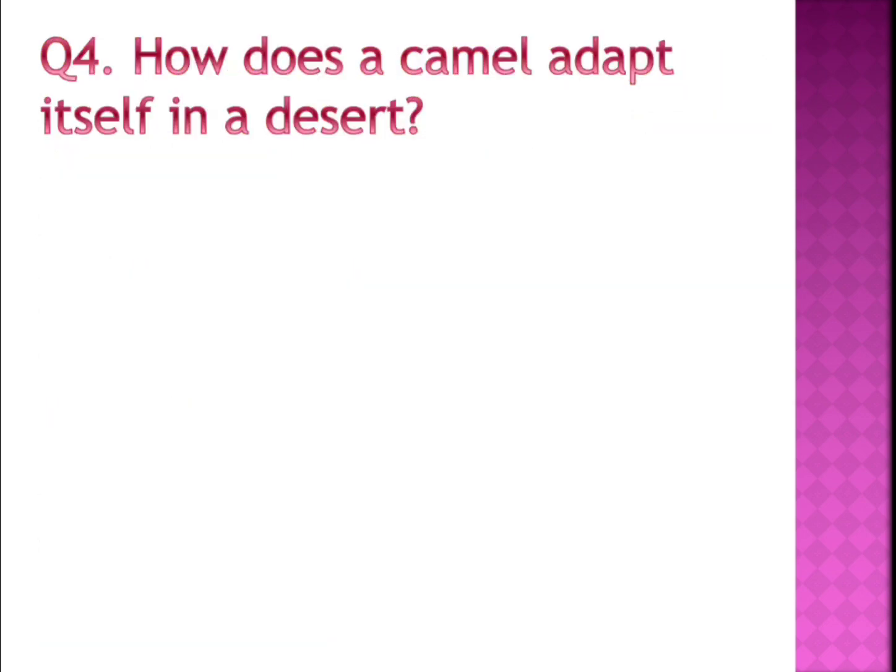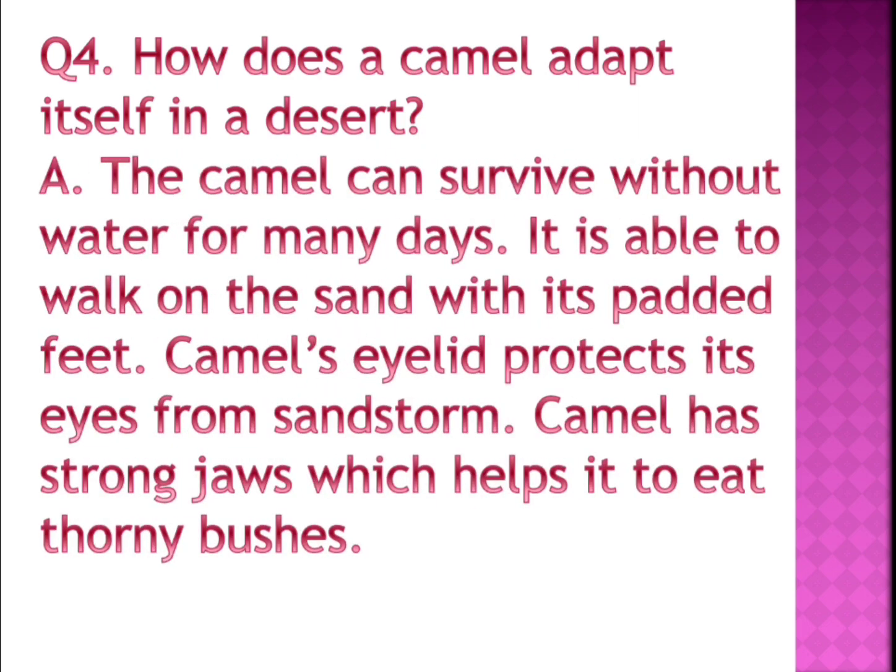Coming to your next question, how do animals adapt themselves in the desert? In the same way, the camel can survive without water for many days. Just now we have discussed it, isn't it, children? It is able to walk on the sand with its padded feet, and its eyelids protect it from sandstorms. And it has strong jaws which help it to eat the thorny bushes. So write these two answers and please learn them, children.